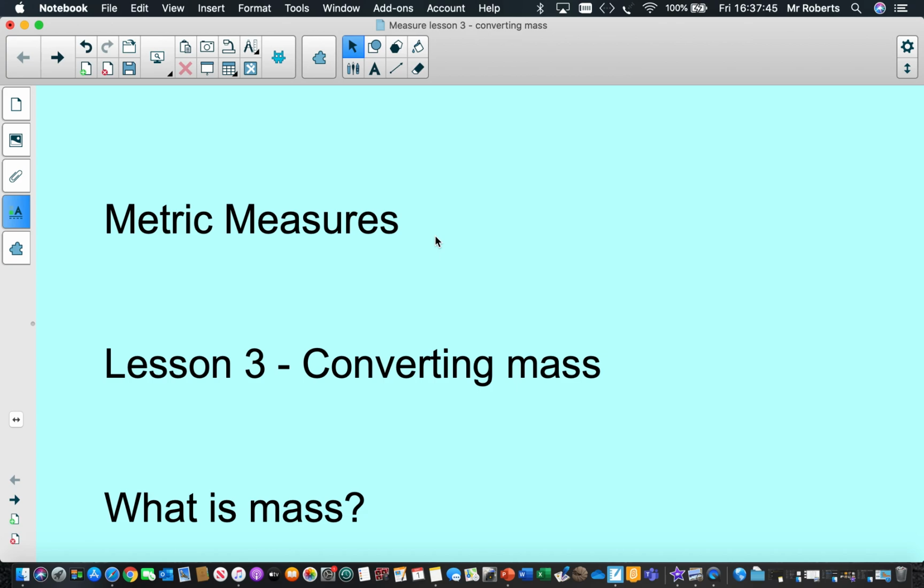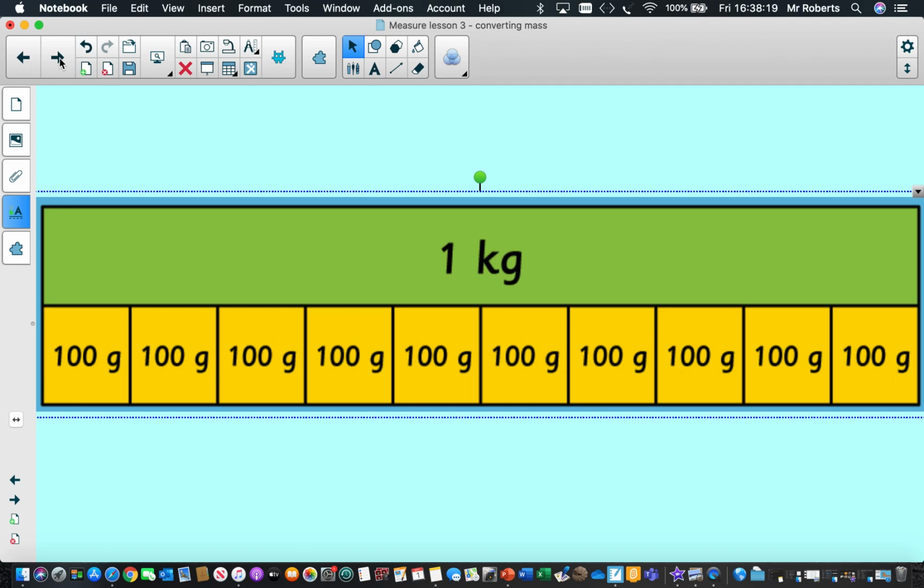For lesson 3 today. So lesson 3 is called Converting Mass. So my first question for you is, what is mass? Now some of you might have heard this word used before to talk about something that might happen in a church, but today the mass that we are looking at is weight. So whenever we refer to something's mass, we're actually talking about its weight, or at least for the purposes of today. So here I've got 1 kilogram, and we're going to be looking today at kilograms and grams.